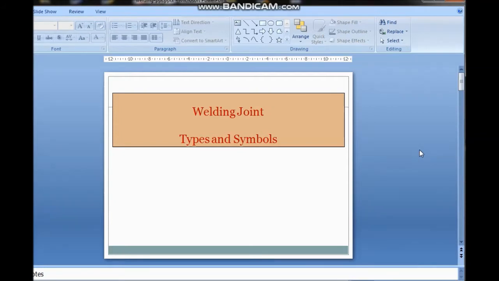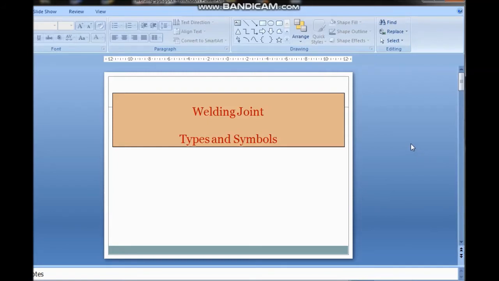Today we will learn about the welding joint, its types and symbols. A welding joint is a permanent joint. We use various types of joints in the welding procedure. Some of them are lap joint, butt joint, T-joint, edge joint, corner joint, etc.